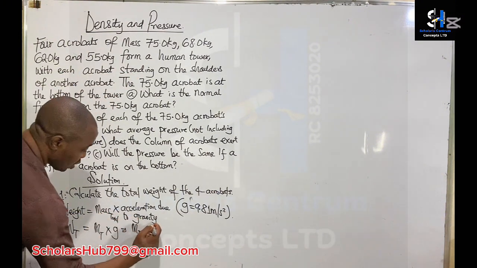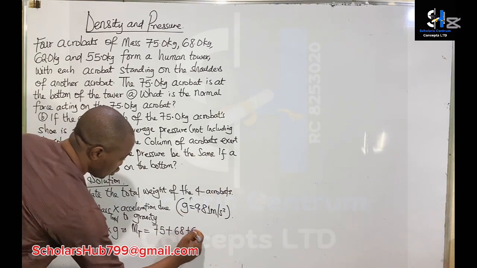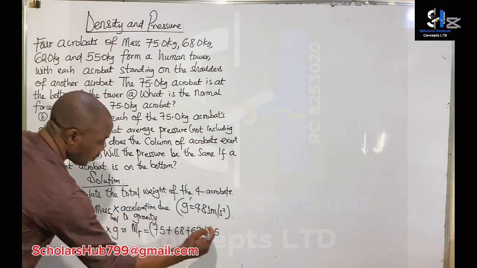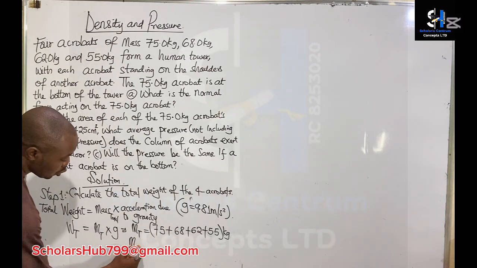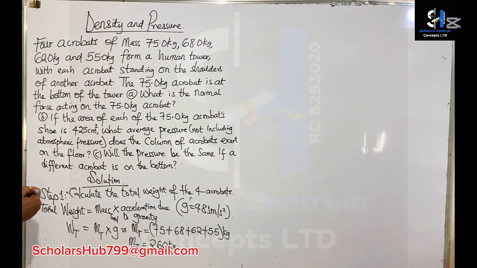So the total mass will be when we add 75, 68, 62, and also 55 kilograms. When we add all four masses, let's find out what 68 plus 62 is, then plus 55, then also plus 75. That will be 260, which means the total mass is 260 kilograms. So this is the total mass.